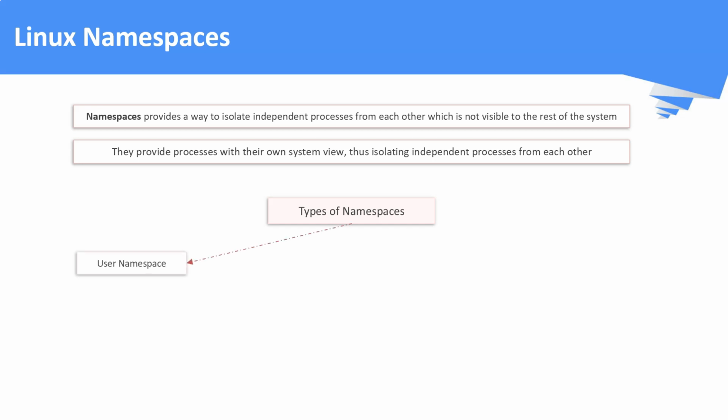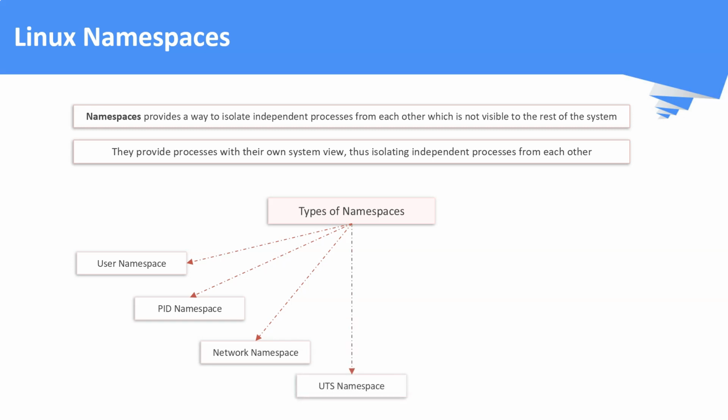User namespace. User namespace is used to isolate the system user IDs. PID namespace, that is process ID. PID namespace isolates the system processes. Network namespace. Network namespace provides an isolation of the host network stack. UTS namespace. UTS namespace isolates the host name.